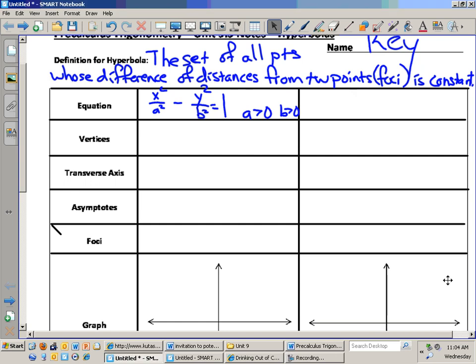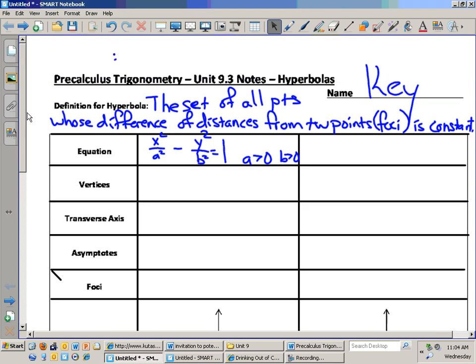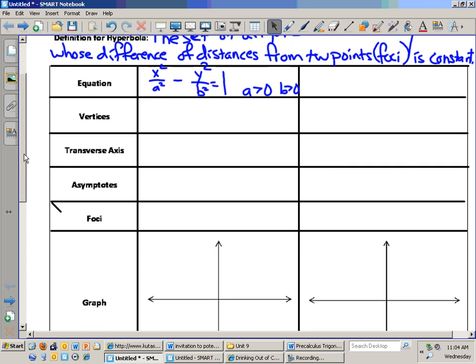Okay, I guess start a little quick. We're starting hyperbolas, conic sections. We wrote down the first part of the equation. There it is. Second equation looks like this. Here's all the changes. We have y squared over a squared minus x squared over b squared is equal to 1, where a is greater than 0 and b is greater than 0.